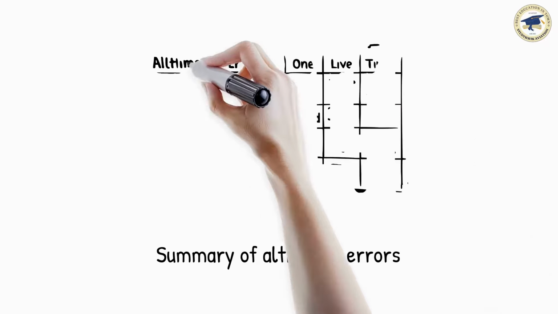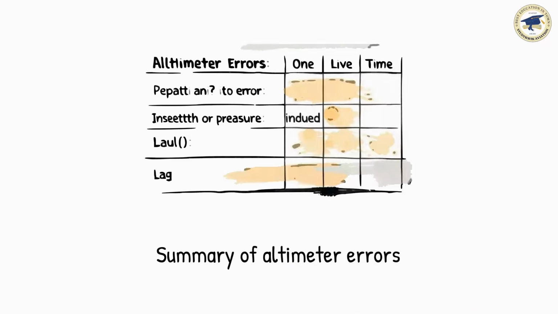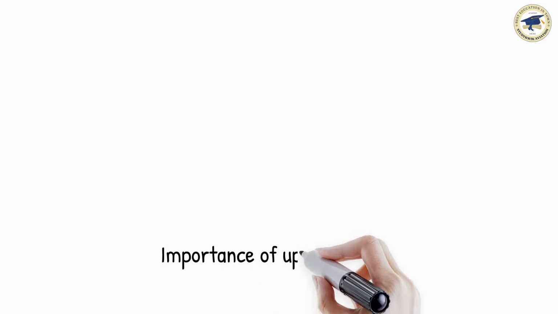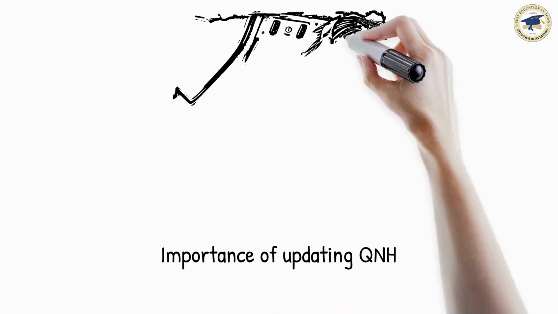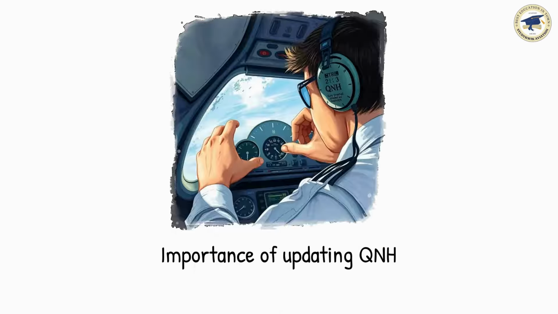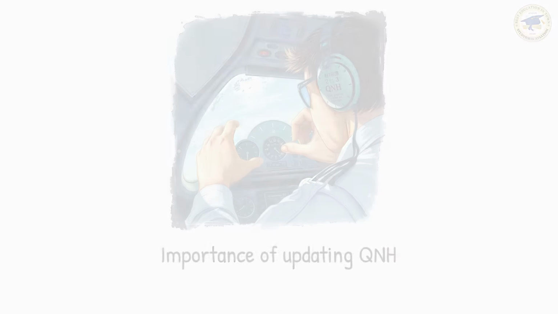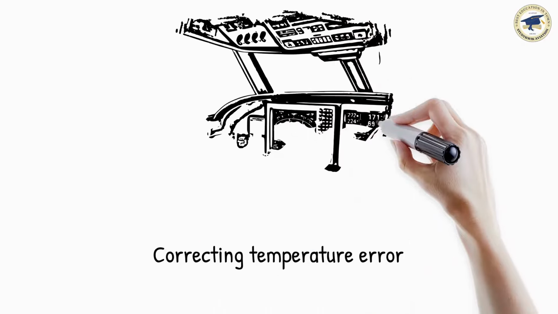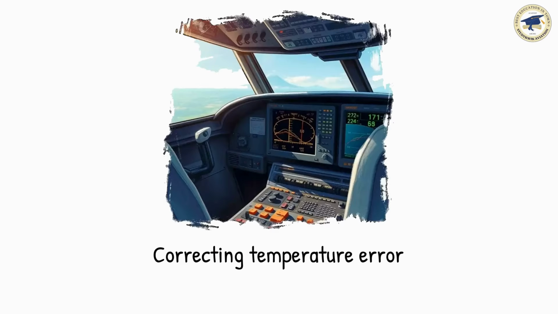Let's summarize the errors we have covered so far: instrument error, position or pressure error, maneuver-induced error, and lag. These errors can be corrected using calibration cards or by modern air data computers. Now, barometric error: always keep the QNH updated and correct. Otherwise, the altimeter will either overread or underread. Temperature error is another important one. It can be corrected using a formula, a navigation computer, or tables. This correction is essential for determining true altitude and for maintaining safe flight levels.